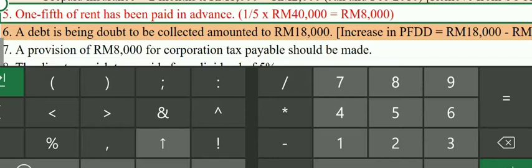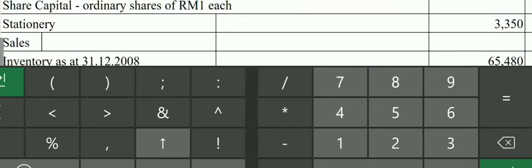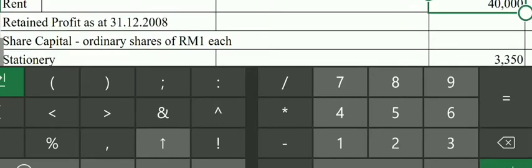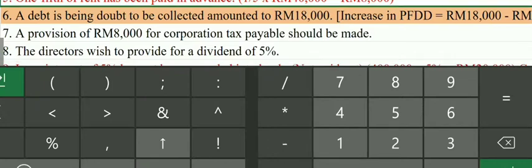Let's look at number 5. 1/5 of rent has been paid in advance. How to calculate? You take 1/5 times 40,000. How to get 40,000? Take from the trial balance. You will get 8,000. It's also prepaid rent. It's a prepayment. Therefore, we must put it in the current account, in the SOFP current account.